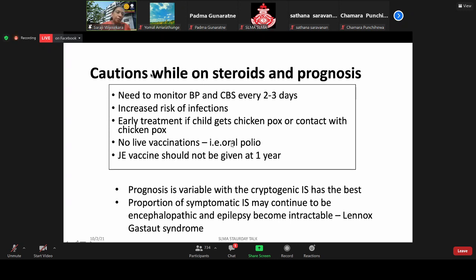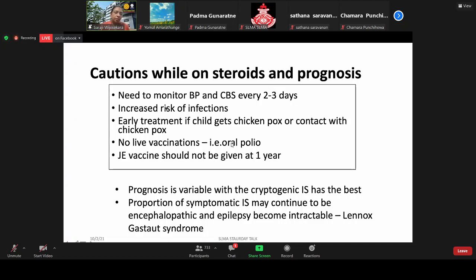So one important thing, cautions while on steroids. When you're on steroids, this is a very high dose that we use. So you need to monitor the blood pressure and the capillary blood sugar every 2 to 3 days. This is a small baby. We are using about 40 milligrams of steroids per day.